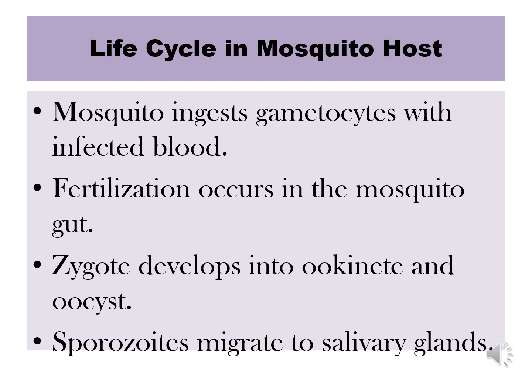Life cycle in mosquito. Mosquito ingests gametocytes with infected blood. Fertilization occurs in the mosquito gut. Zygote develops into ookinete and oocyst. Sporozoites migrate to salivary glands.